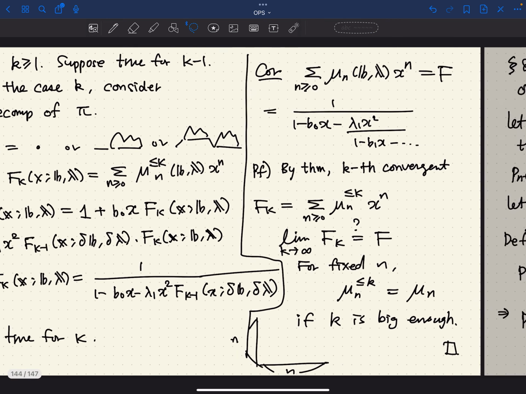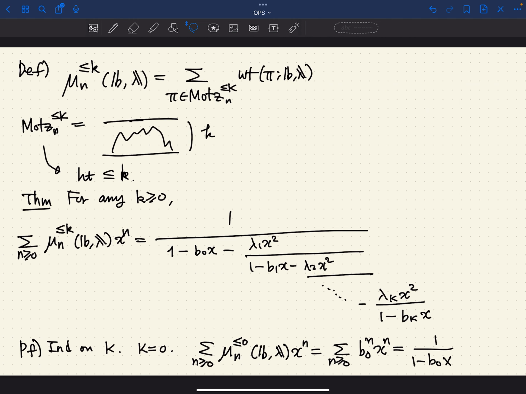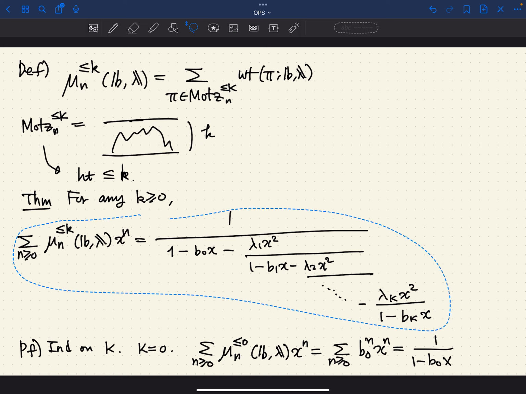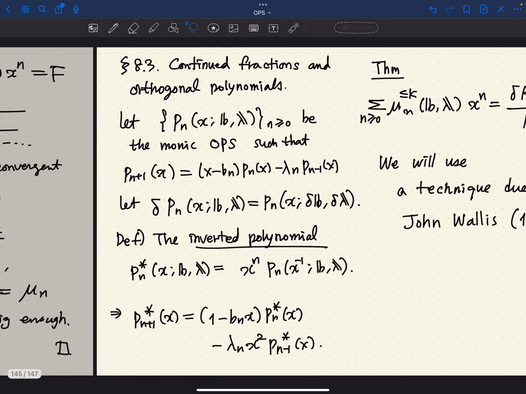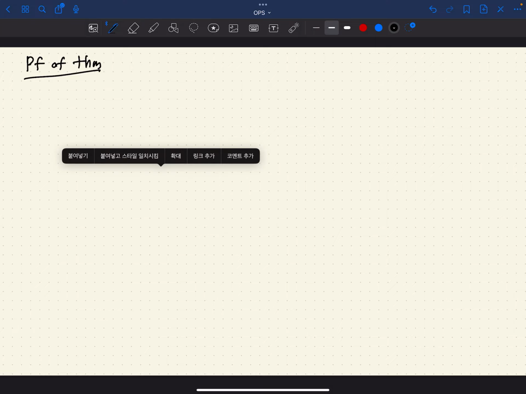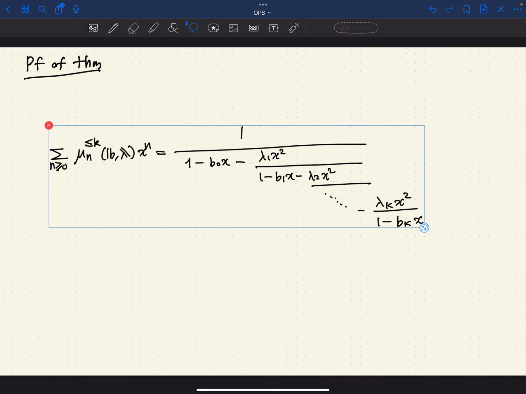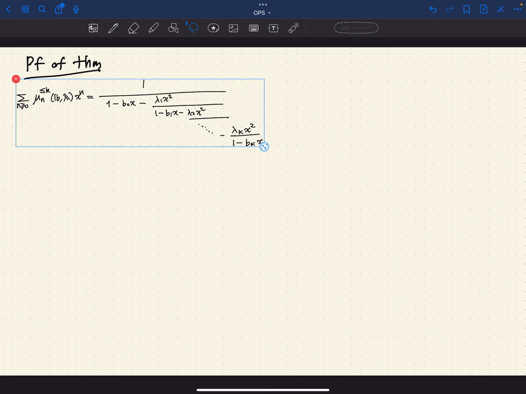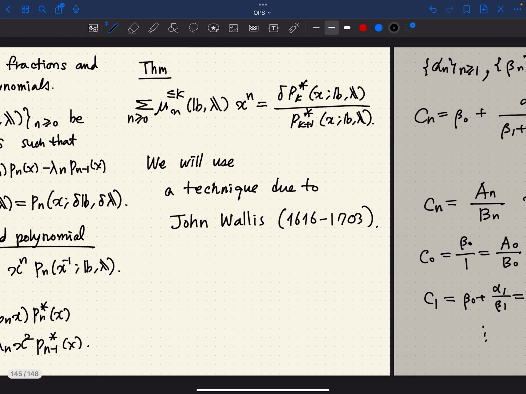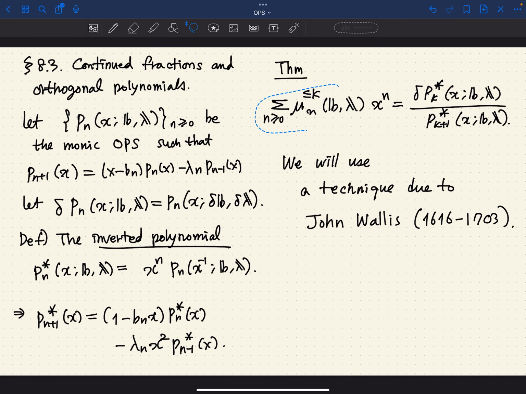I think we have to use this as well. I think I need to copy this. So proof of theorem. But maybe I can just make it a little small. So what is the theorem? What is the theorem? Theorem is this.